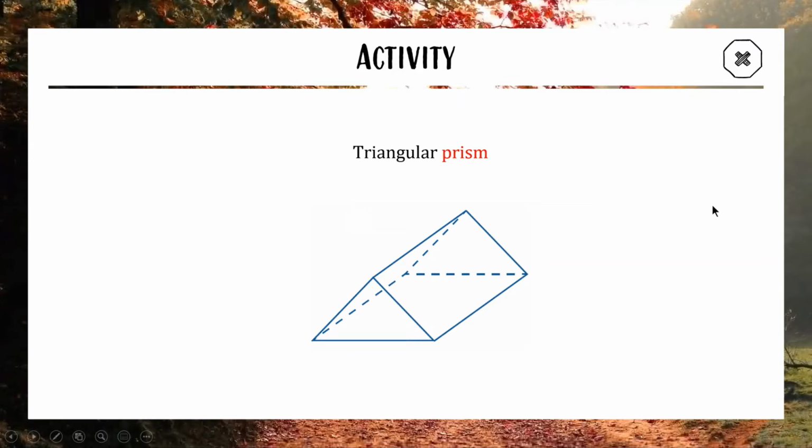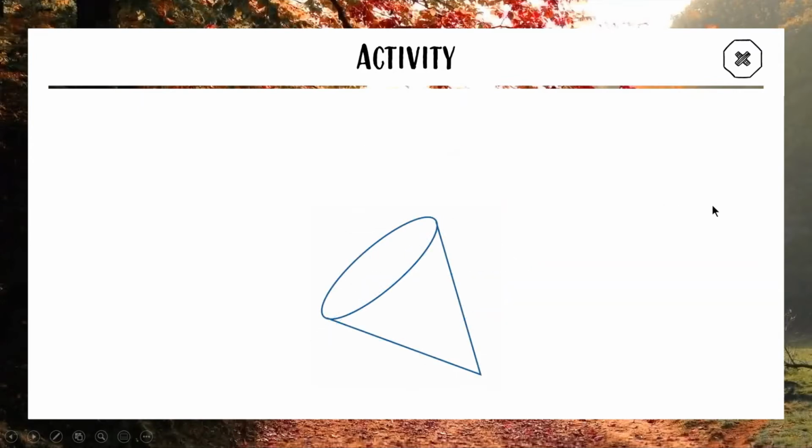Okay, next one. We've got a party hat. Is that a prism or a pyramid or neither? This one is a bit of a trick question because it definitely kind of looks like a pyramid because we've got a shape on the bottom and then the edges are meeting at a point. So you could think of this as a circular based pyramid.